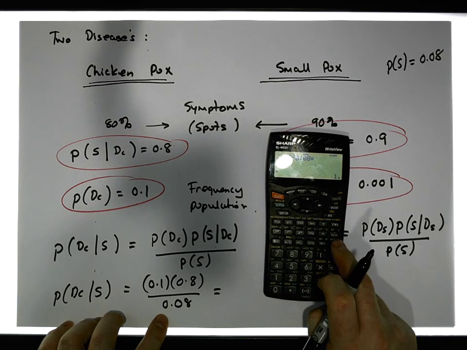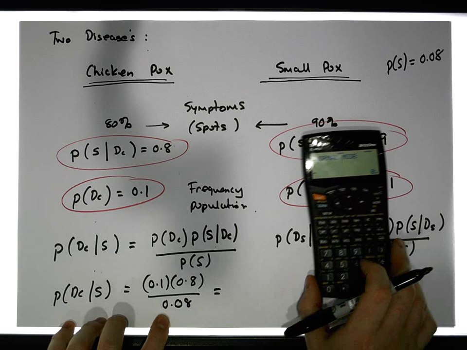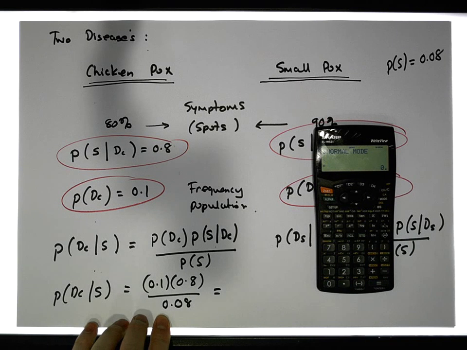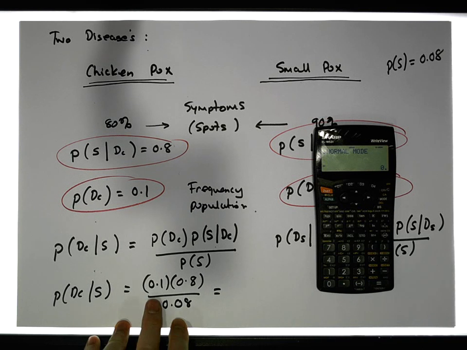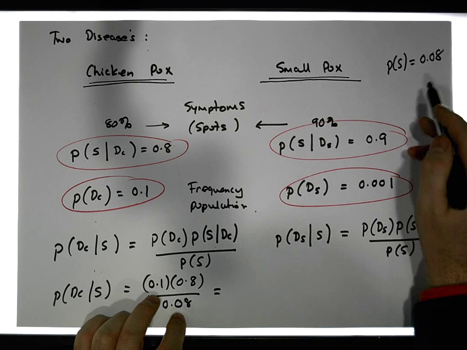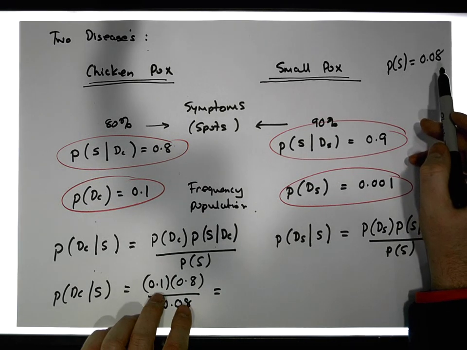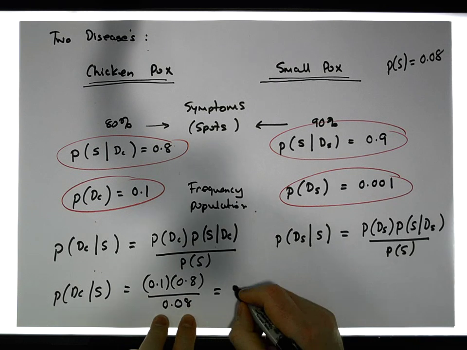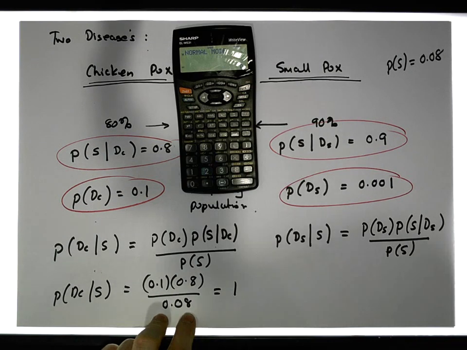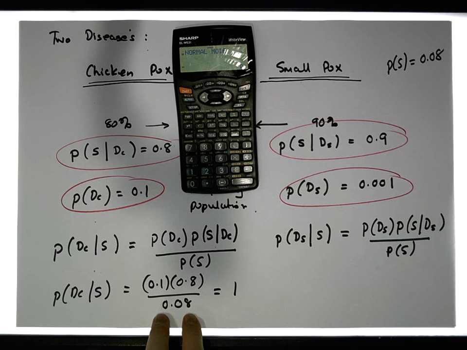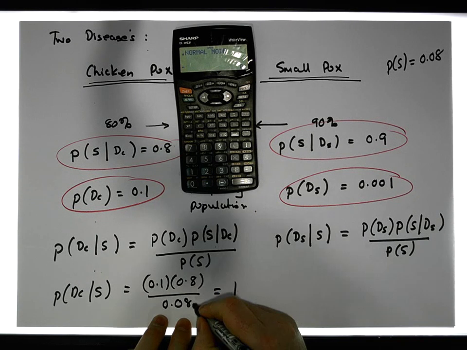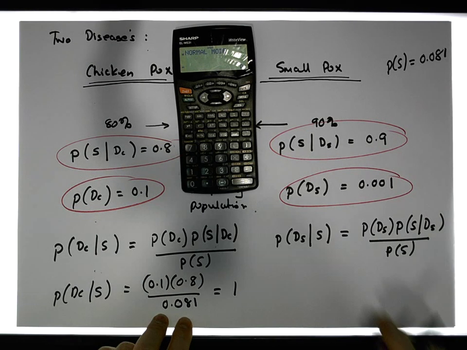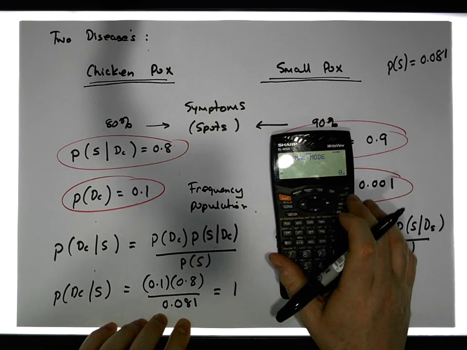Maybe we'll make this a little bit smaller. Did I put something in here wrong? 0.8 is good. 0.08, that's all good. Actually we're getting 1 here. It's very, very high. Actually, maybe it's 0.81. So actually we don't have a certainty happening here. So let's run this again.